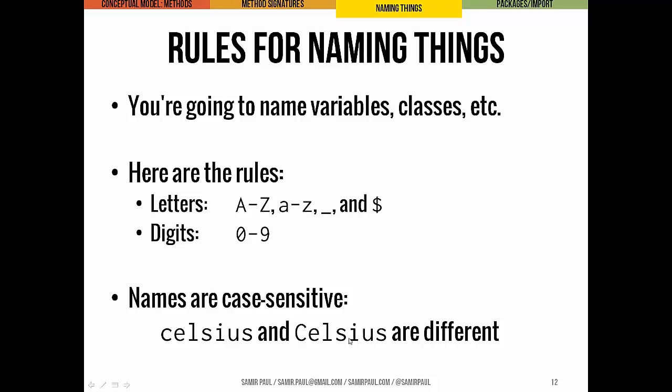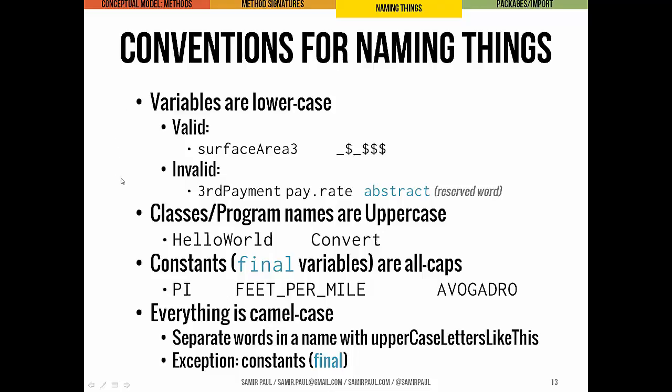So these two, Celsius and uppercase Celsius, are different. The conventions, the generally agreed upon practices for how we name things, right? We name variables in lowercase. We don't start variables with numbers, and we don't use reserved words in names. We'll see more reserved words in a second.